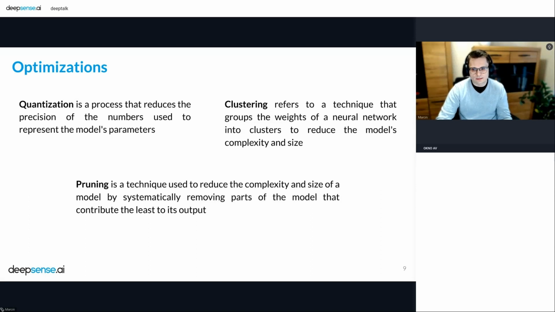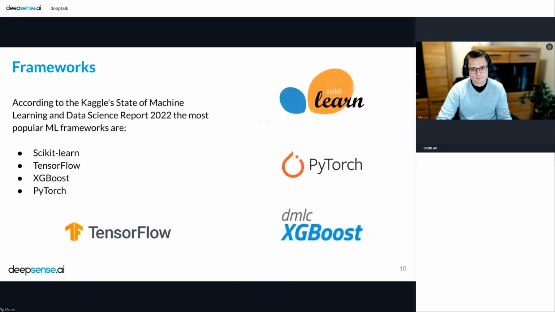Finally, there is an optimization called pruning. Pruning first tries to determine which parts of the model don't affect the output of the model notably, and then it tries to remove those parts which are not so important.